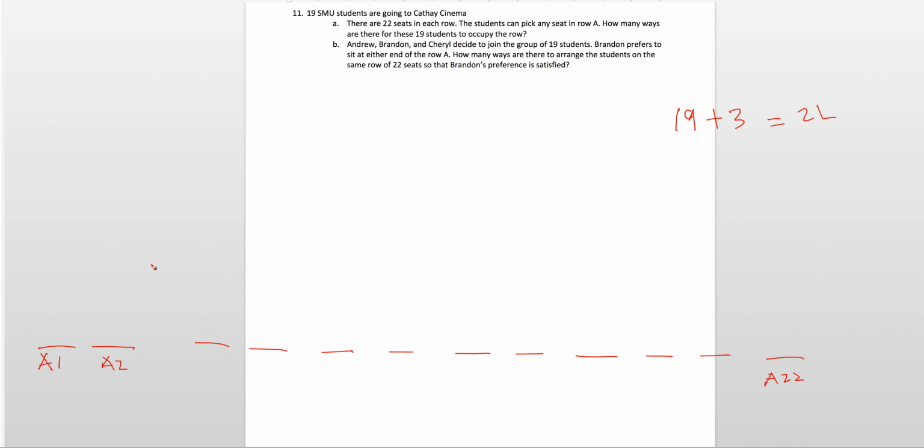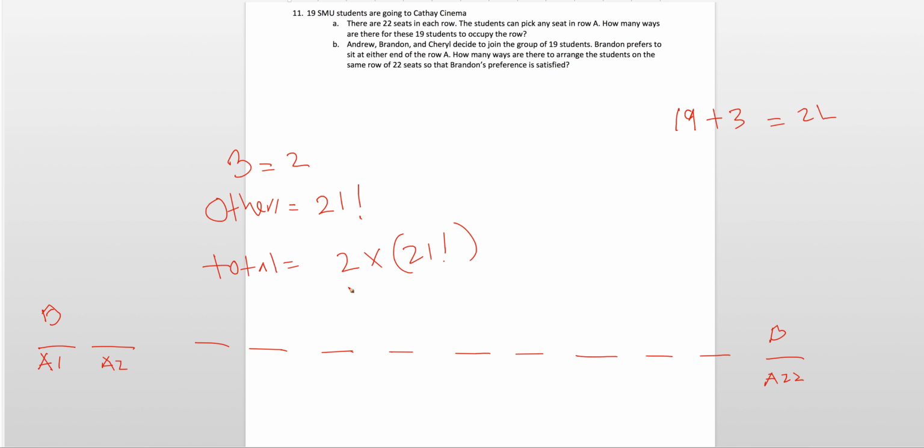How about the others? The others have to take the other 21 seats that have not been taken by Brandon, and therefore there are 21 of them, and they need to arrange themselves among themselves, so it'll be 21 factorial. So the total number of possibilities will be 2 times 21 factorial. This 2 is to account for Brandon, who could be on the left or on the right, and this 21 factorial is to account for all the rest of the 21 of them.